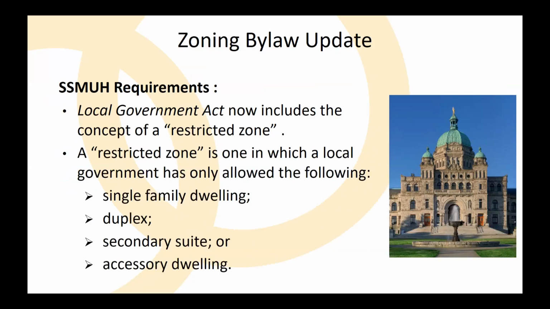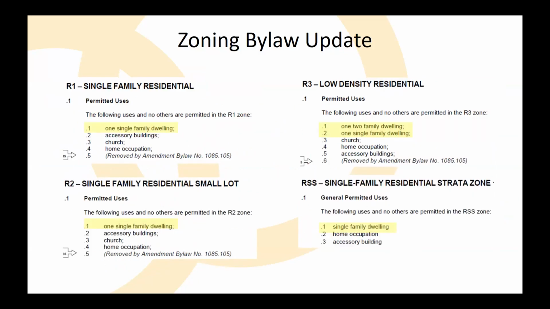So the changes to the Local Government Act have identified what's now being called a restricted zone, quote unquote. And so a restricted zone under the Act is one where a local government has only allowed for a very limited number of dwelling units, primarily one. And so if a zone only allows for single family dwelling, only allows for a duplex and possibly a secondary suite or an accessory dwelling, it's deemed to be a restricted zone. And I think this helps give a little bit more context to what that means.